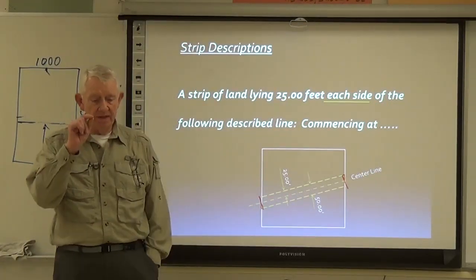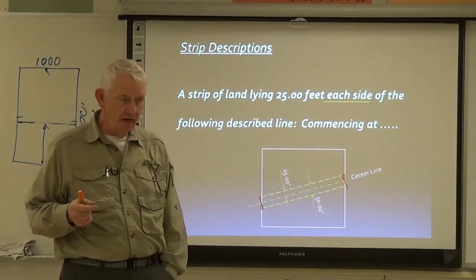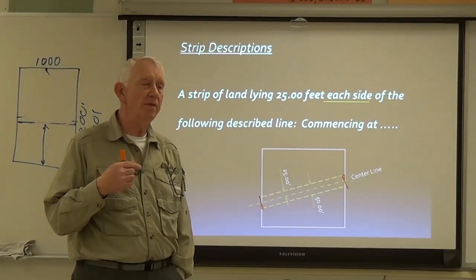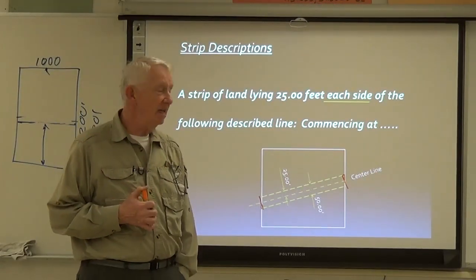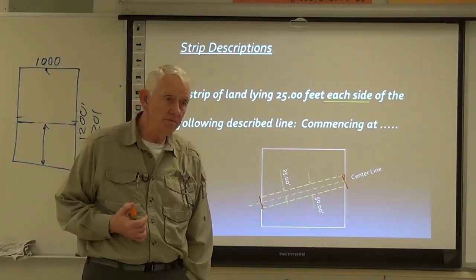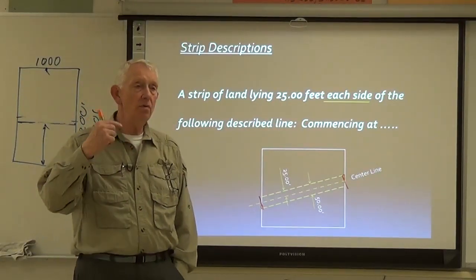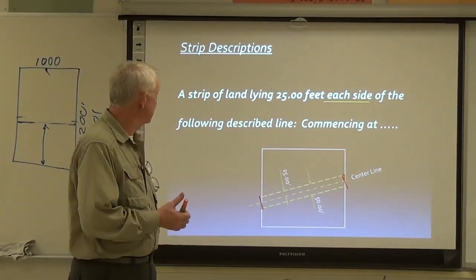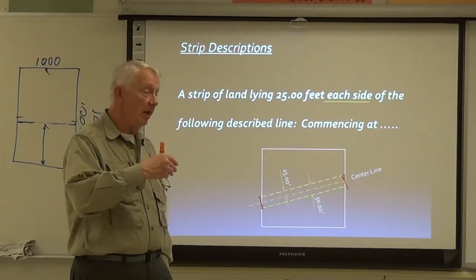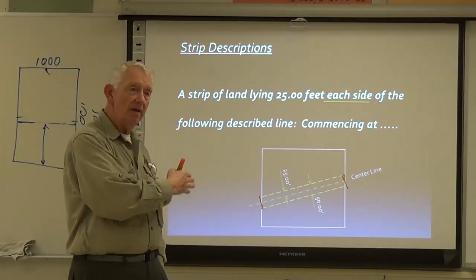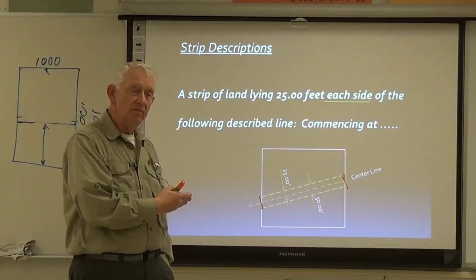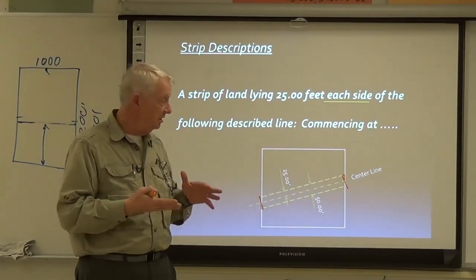So a lot of people on these descriptions, and I've done it many, many times just to err on the side of caution, I say the sidelines of said description shall be shortened or lengthened to intersect the lot on the east line and on the west line. Okay, so that brings them in.